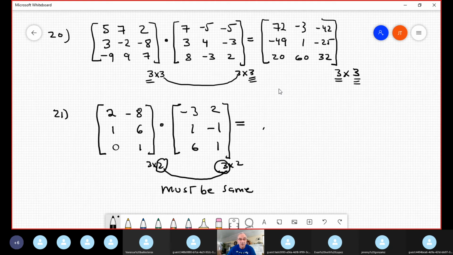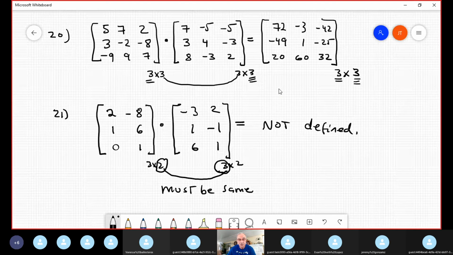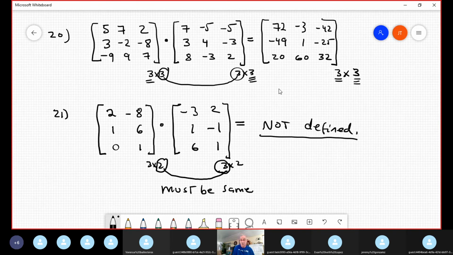The answer is not defined. It's impossible multiplication. Not defined. Two matrices don't satisfy this condition. It must be mandatory. Otherwise, it's undefined. So maybe in the test I put a tricky example. You only need to analyze the dimension, and you say, no, professor, impossible. Okay, crystal clear multiplication.